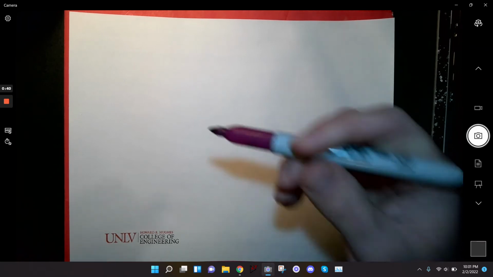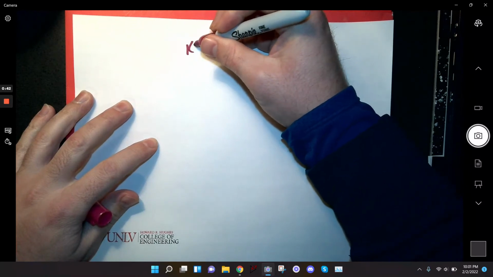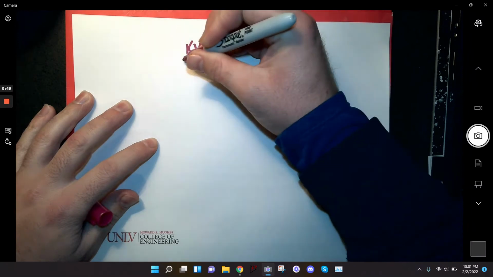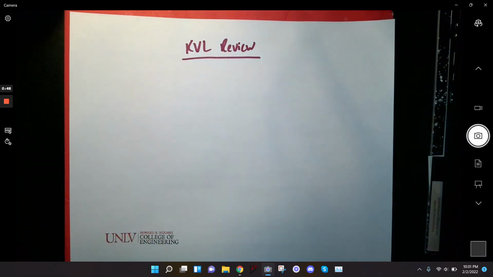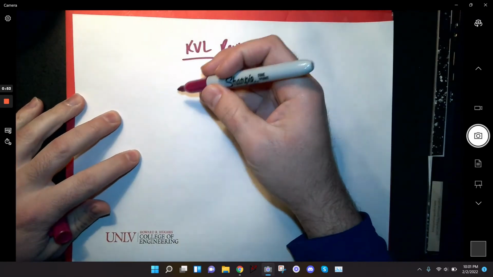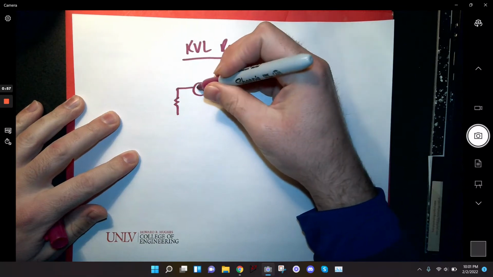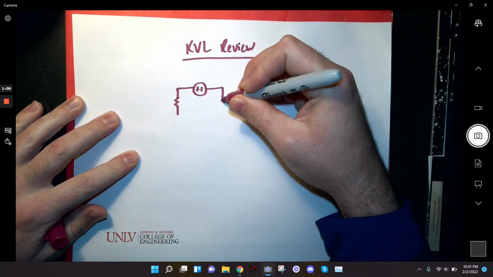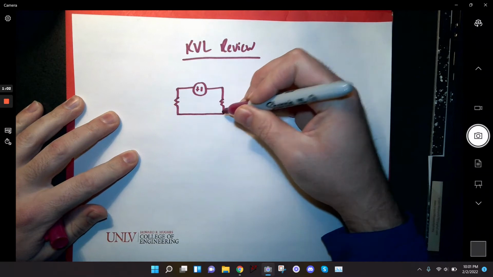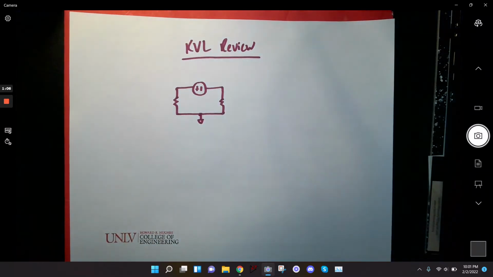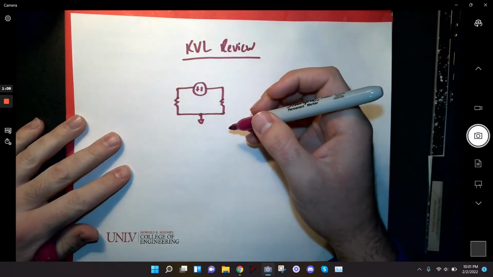Alright, sweet. So, let's call this KVL review. Basically, we're looking at a circuit that's got a resistor, some voltage source, and then another resistor. And we want to know how we can find the current flowing in this circuit when we basically don't know anything. We don't know any of the voltages, right?